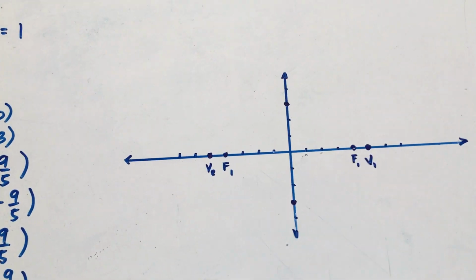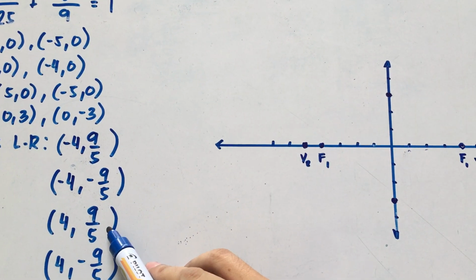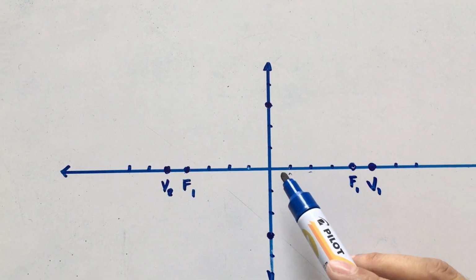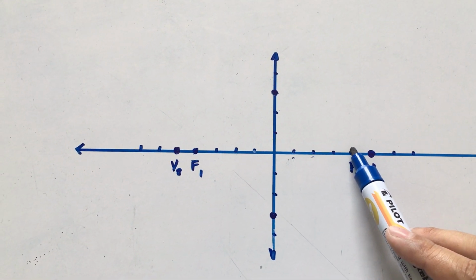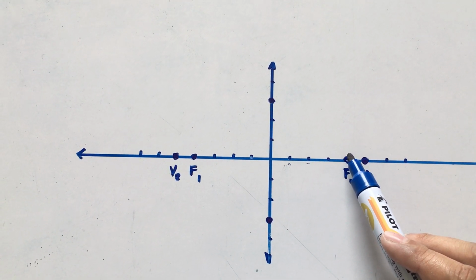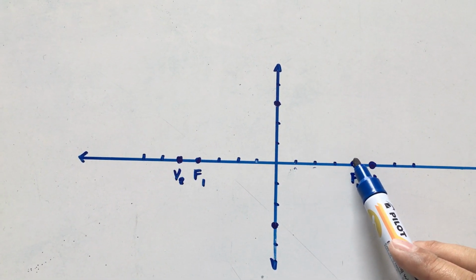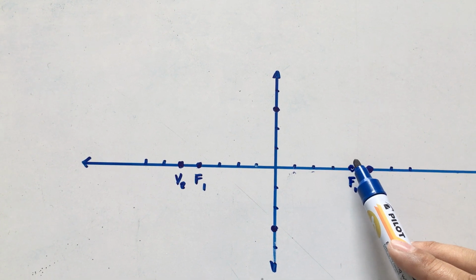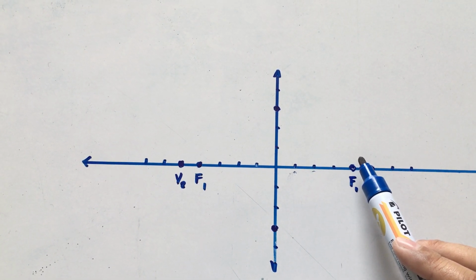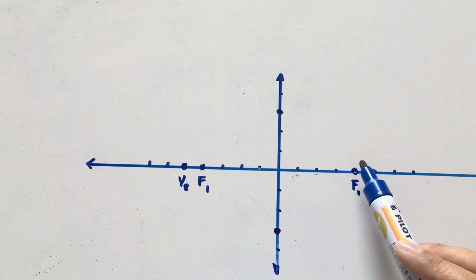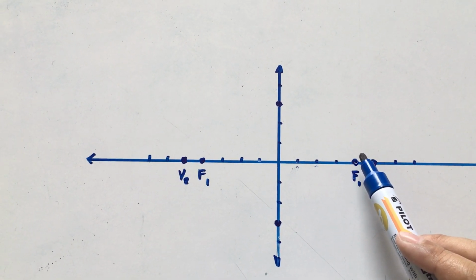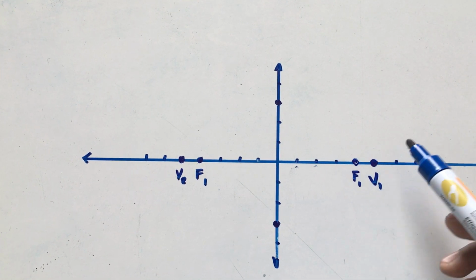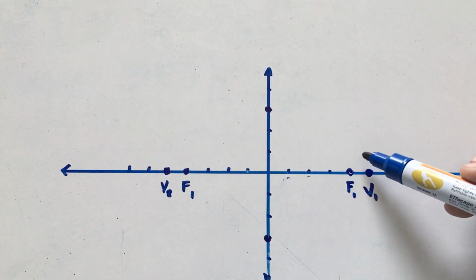Okay. So let's graph first the coordinate 4, 9/5. So where is 4? 1, 2, 3, 4. And where is 9/5? 9/5, by using your calculator, if you have a calculator, what is the value? That is 1.8. Okay? So we will try to check if it's correct. Okay, 4, 1.8.